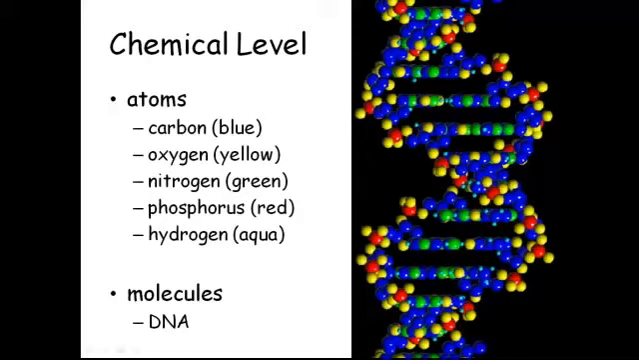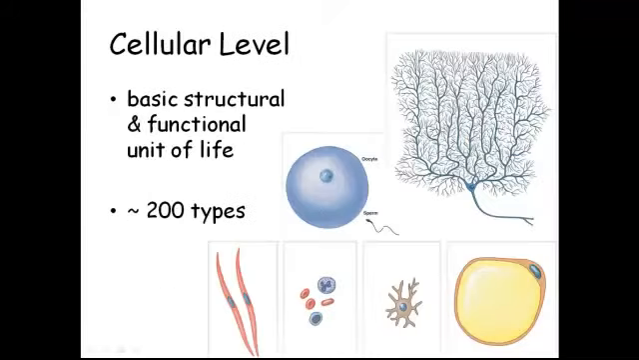Atoms put together make molecules. You put the right chemicals together and you get a cell. The cell, let me back up just a minute. The chemicals are not alive. DNA by itself, you can actually have DNA in a little tube. DNA by itself is not alive. It doesn't perform the functions of living things.